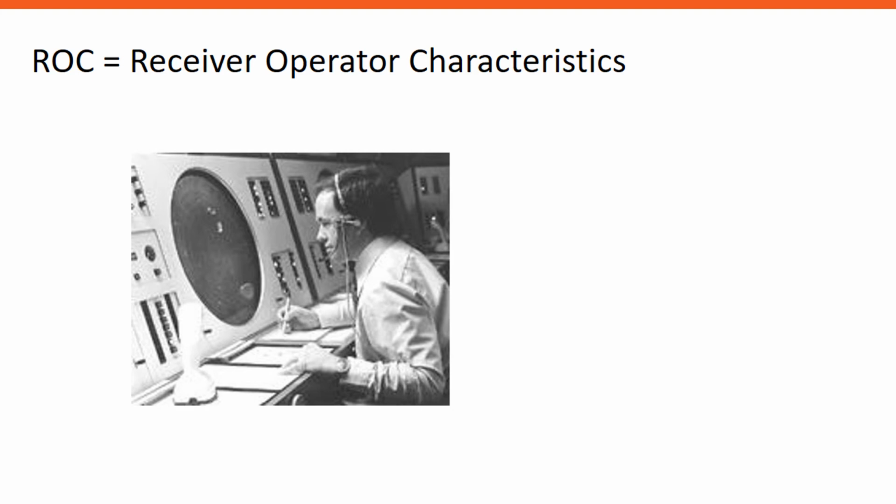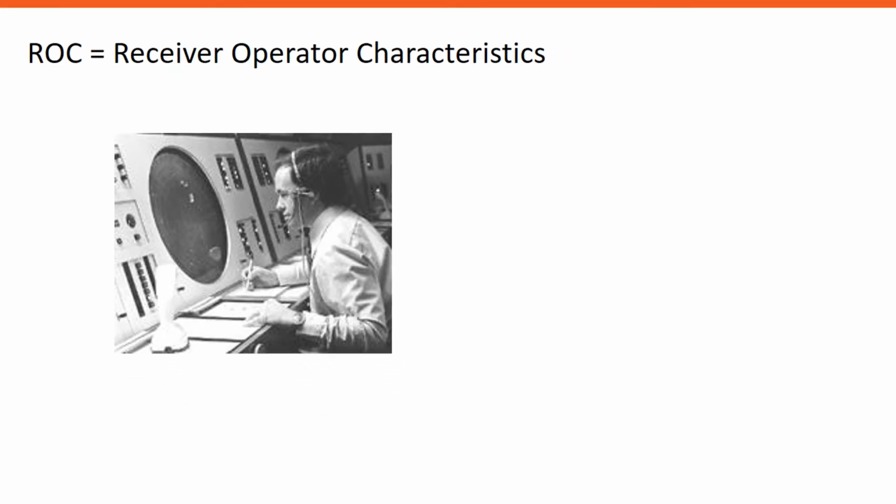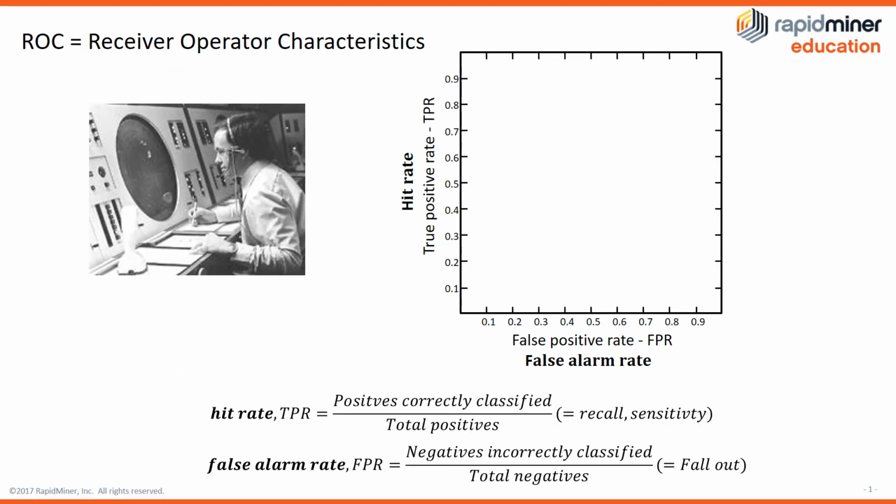ROC stands for Receiver Operator Characteristics, and was established during World War II to describe the performance of the people supervising and interpreting the signals on the radar displays. Now let's look at a blank ROC graph with hit rate on the y-axis and false alarm rate on the x-axis. Operators who had as good a hit rate as false alarm rate were as useful as a coin when deciding if measures were to be taken when a signal appeared on the radar screen.